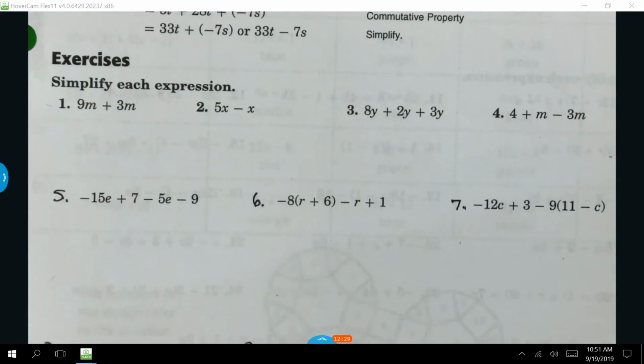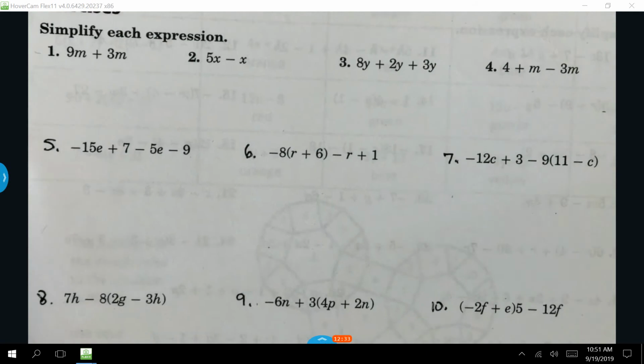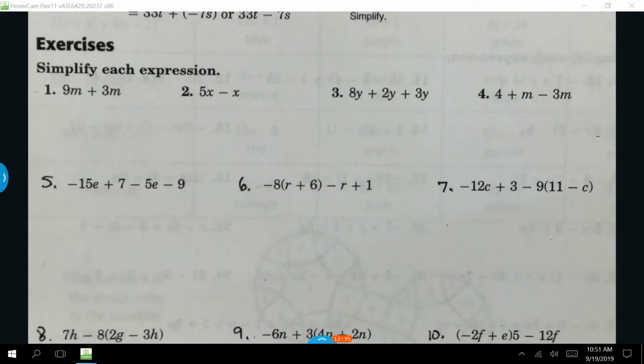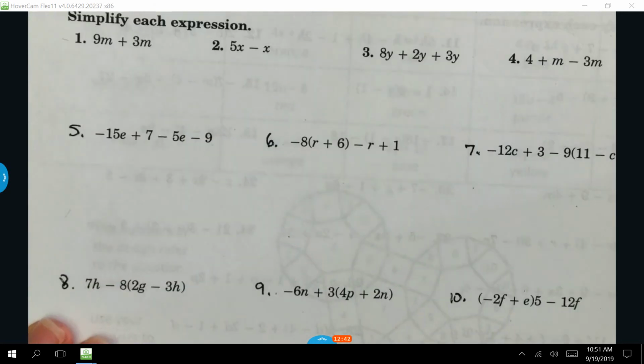Next page. I will do the whole next page with you. Now we're going to put it all together. Yay! Yes. Hey, no homework and you have calculators. Yay! Okay. All right, there you go.